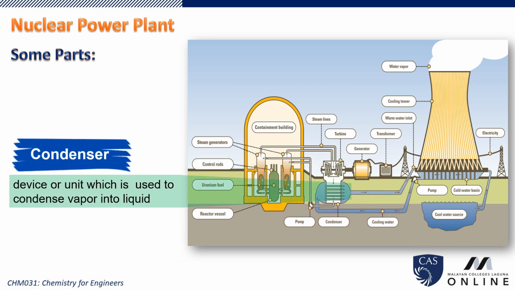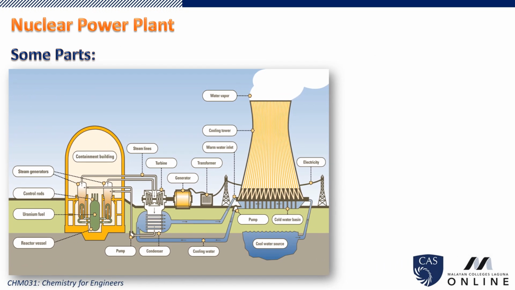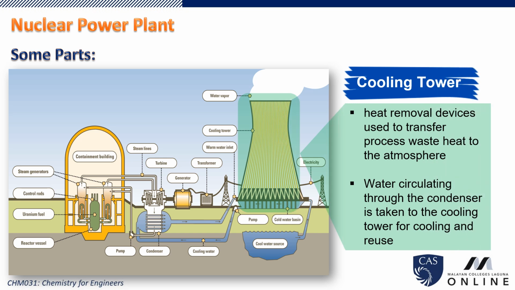The next part is the condenser. That is a device or unit which is used to condense vapor into liquid water. We also have the feed pump that is used to recirculate the condensed steam for the next cycle of operation. Another is the cooling tower. That is for heat removal.